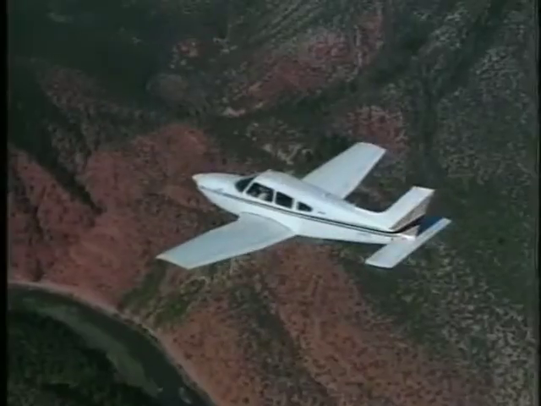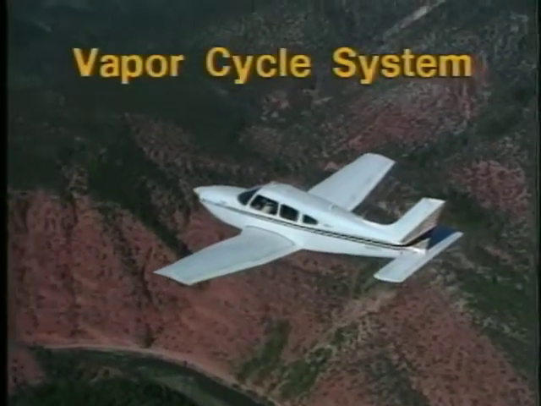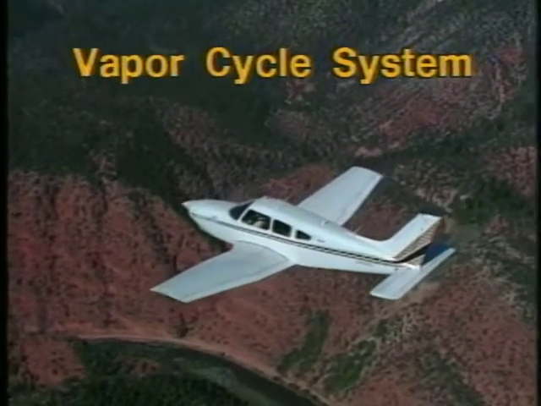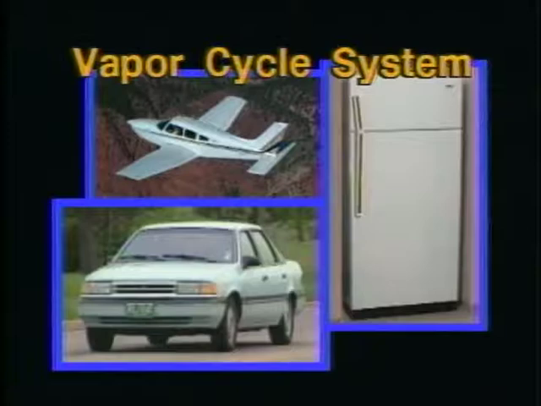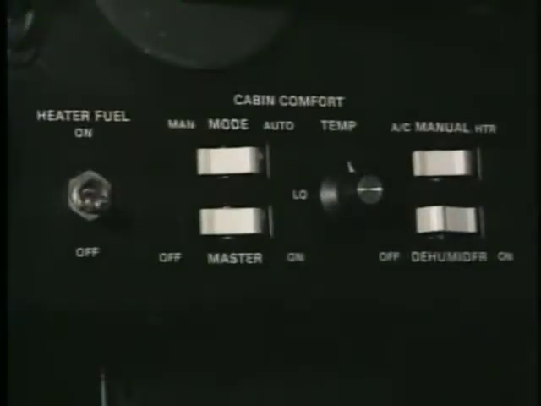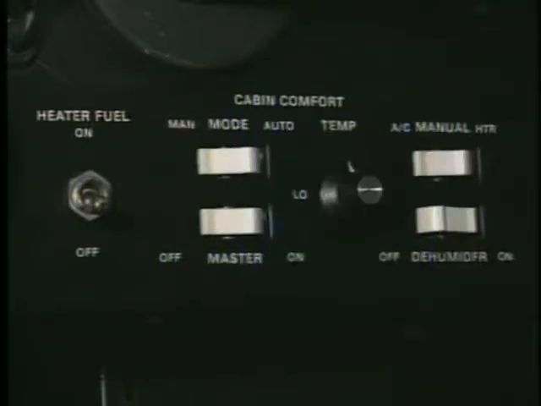The most common type of air conditioner found on general aviation aircraft is a vapor cycle system. These systems are very similar in operation to the systems found in an automobile or refrigerator. To activate the system, controls are provided in the cockpit. Normally, these controls include an on-off switch, a thermostat control, and a fan control.